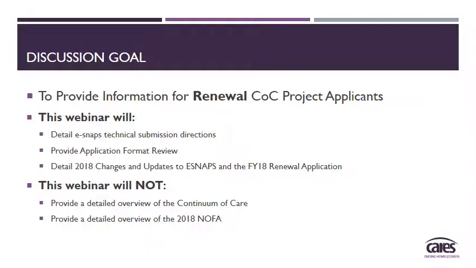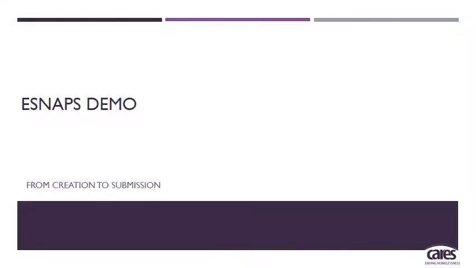During this webinar, we will be running through how to complete a renewal project application and review necessary steps and screens within ESNAPS. We will not delve into details regarding the continuum of care or details of the 2018 NOFA. However, other webinars on our website do review this information. So we're going to start with the demonstration of how to submit a renewal project application in ESNAPS.